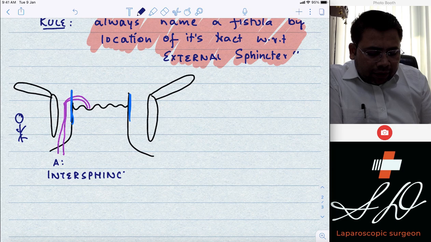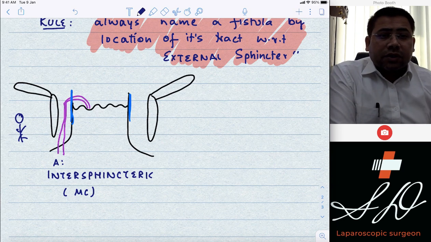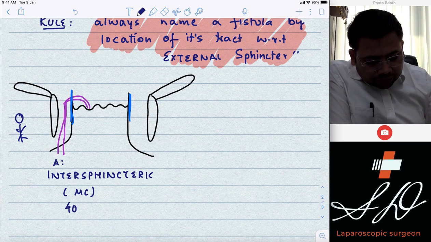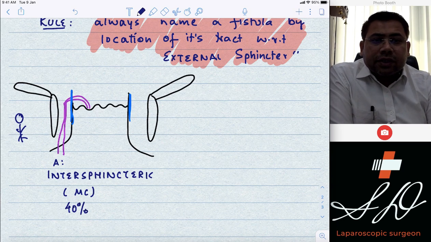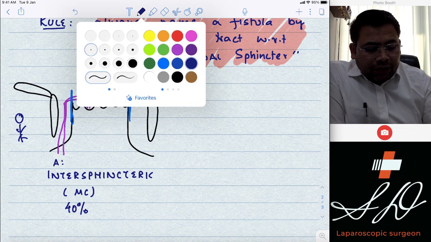Inter-sphincteric. And do you know, inter-sphincteric fistula is the most common overall, approximately 40% of fistulas are inter-sphincteric. Next, now let me create a second scenario.